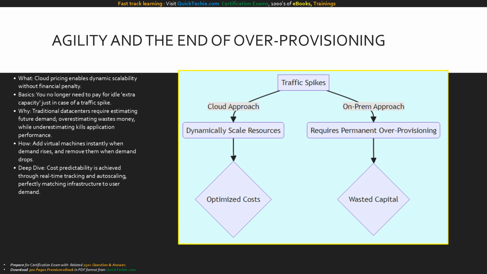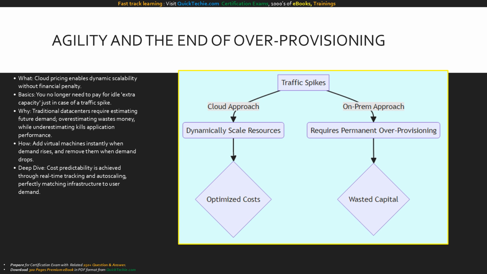Why does this consumption model matter so much? It's all about agility and eliminating waste. In the old days, you had to guess your peak traffic for the next 3 years. If you overestimated, you wasted thousands of dollars on servers sitting idle. If you underestimated, your app crashed during a spike. Cloud pricing solves this. As demand rises, you instantly add resources, and when demand drops, you remove them. You no longer pay a premium for just-in-case extra capacity.